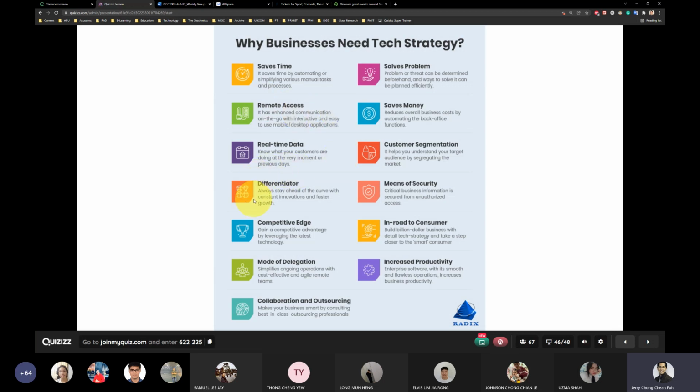Are you looking at being a differentiator because you're trying to top your competitors? Are you looking into aspects of security, right? Looking to increase productivity? Are you looking into collaboration? So there's a lot of different aspects that businesses must first identify in order for them to strategize overall as well.